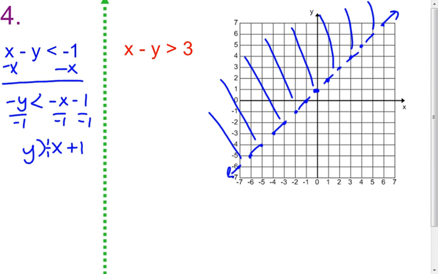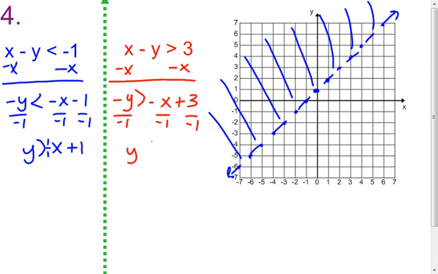Okay, now let's look at the red one. I will subtract x, and I will have negative y is greater than negative x plus 3. Divide by negative 1. y is less than, I have to switch the direction because I divided by a negative, x minus 3. So this one crosses the y-axis at negative 3. It also has a slope of 1 over 1. So it will look like this. And that inequality symbol is not underlined either, so I would connect it with a dotted line. And then it is less than, so I would shade below the line.